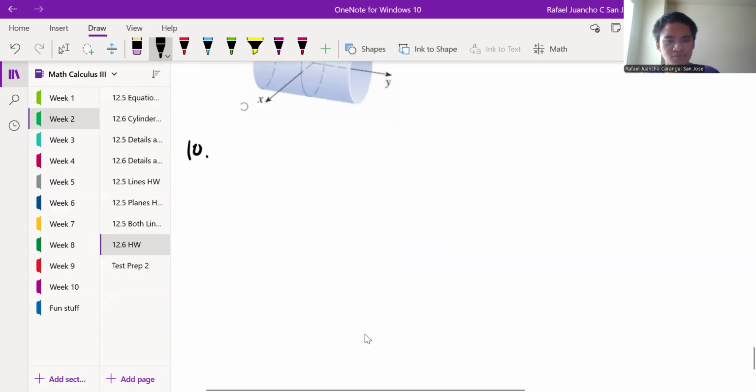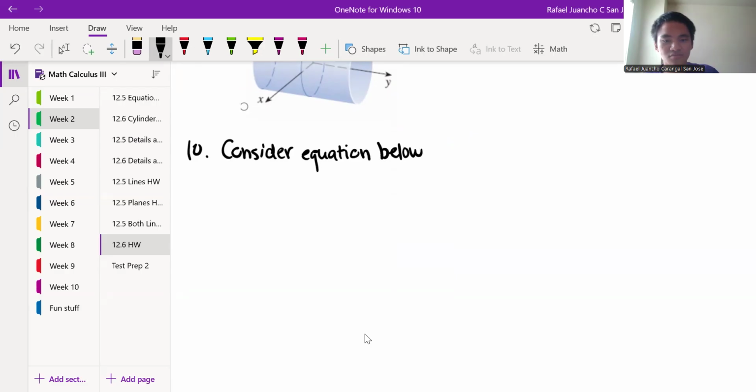For number 10, we want to consider the equation below. So I'm assuming it's an equation of a quadric surface. So we have 10x squared, we subtract y, and we add 2z squared, and we equate that to 0. And we reduce the equation to one of the standard forms. So we want to base it on the table and reduce it to a standard form here.